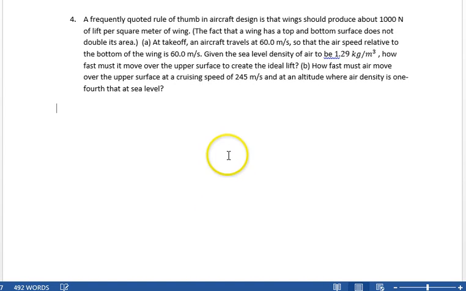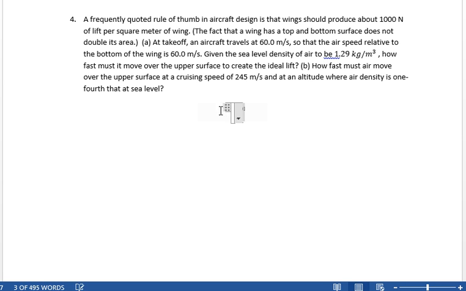All right, exam 3, problem 4. Here we have an aircraft. The wing should produce 1,000 newtons per square meter, or 1,000 pascals, right? At takeoff, it travels at 60 meters per second, so the airspeed relative to the bottom of the wing is 60 meters per second. Given the sea level density of air, how fast must the air move over the upper surface to create the ideal lift?